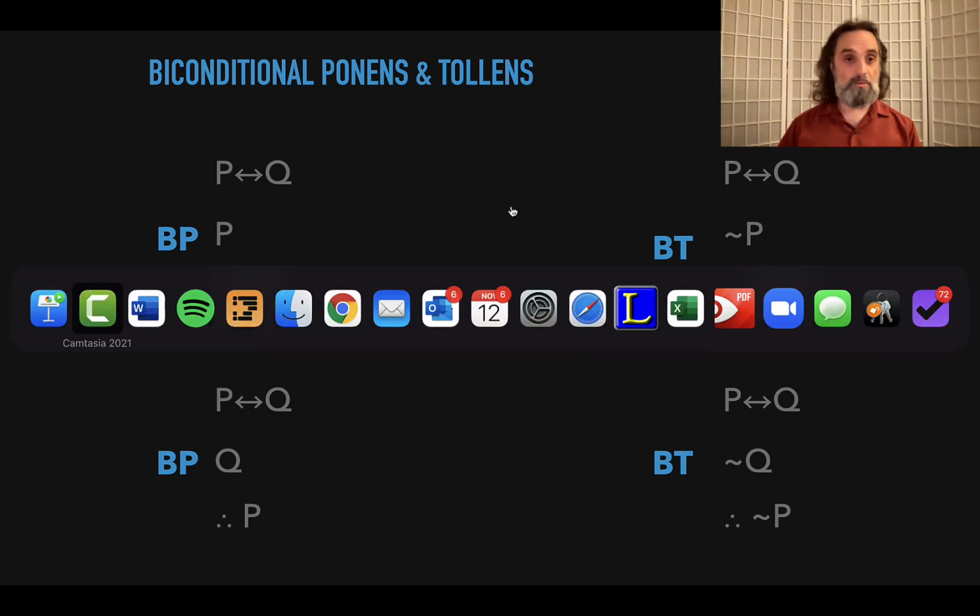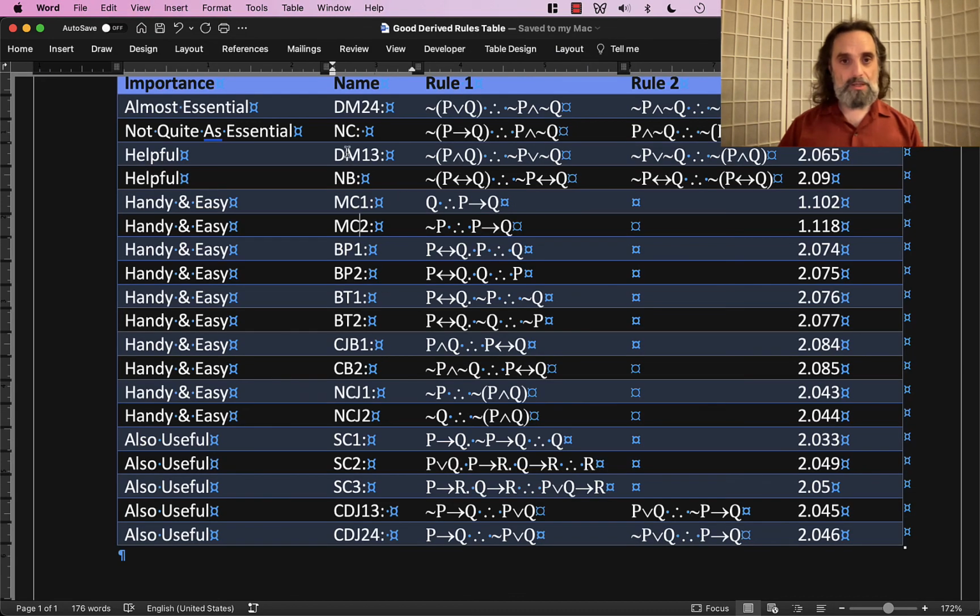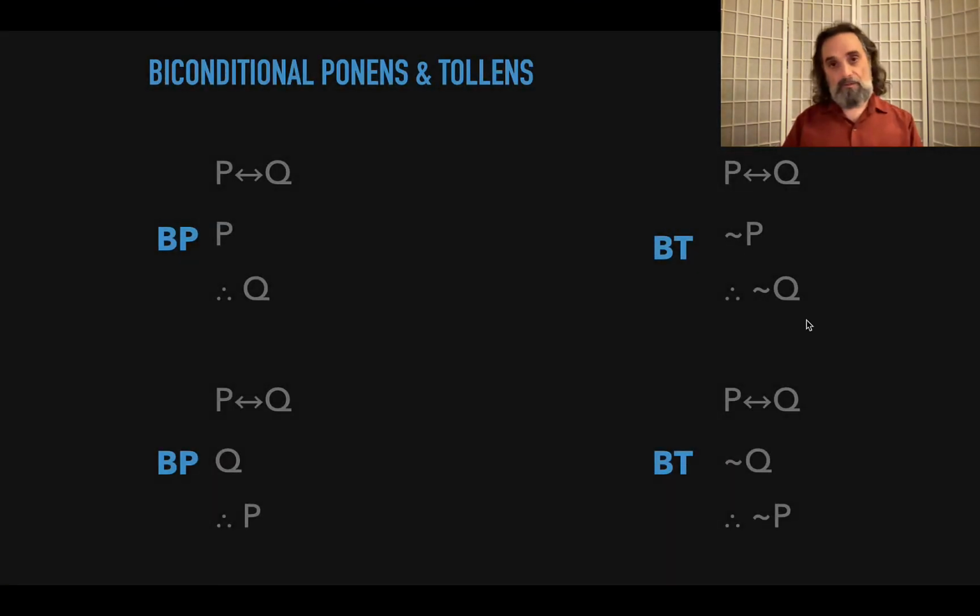The theorems associated with these are, again, listed in this handout. They're BP 1 and 2 and BT 1 and 2, so 274 through 277. Very straightforward derivations of some very simple theorems. And these are helpful because they just help us use biconditionals more quickly. They make the derivation less cluttered because we don't have to break the biconditional up into conditionals. So those are a bunch of derived rules.